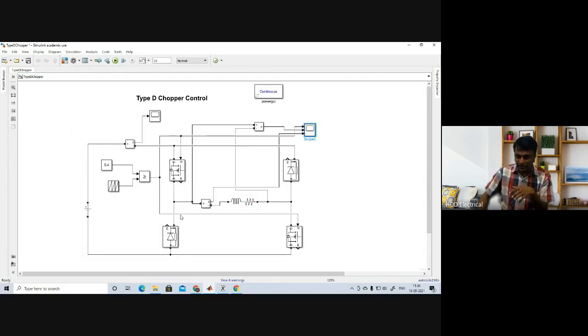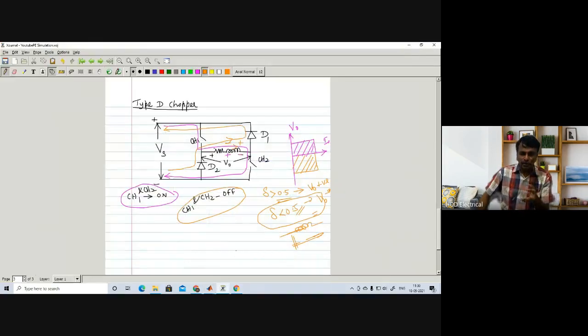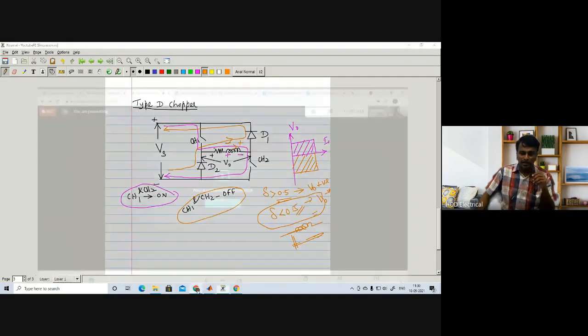But the current direction is the same as in the previous cases. That is why we call it the first quadrant. Type D chopper we call first quadrant as well as fourth quadrant operation. So in real time applications and in our simulation, based on the inductance, we have to choose a higher inductance so that we get a high voltage span. From the waveforms we can easily understand that the average output voltage is negative. Otherwise, based on the stored energy in the inductor, once the inductor releases the energy, the voltage across the load will automatically be negative due to the polarity change of the inductor.